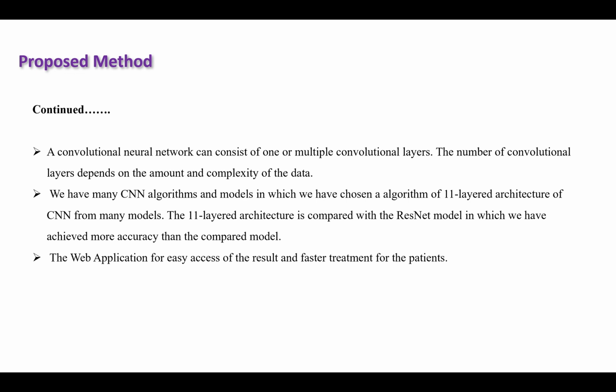A convolutional neural network can consist of one or multiple convolutional layers. The number of convolutional layers depends on the amount and the complexity of the data. We have many CNN algorithms and models, from which we have chosen an algorithm of 11-layered CNN architecture. The 11-layered architecture is compared with the ResNet model, in which we have achieved more accuracy than the compared model. The web application gives easy access to results and faster treatment for the patients.